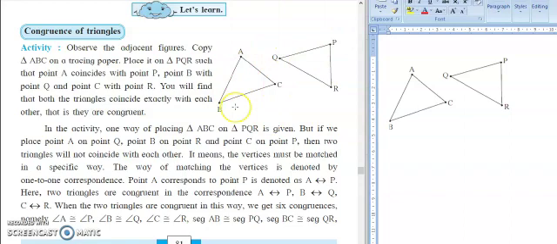The sides of the triangle will get changed, and because of that the length will be lesser or more than each other. Means the lengths of the sides will not be equal, so they will not coincide to each other. It means that the vertices must be matched in a specific way. The way of matching the vertices is denoted by one-to-one correspondence. Means every point on this triangle should match with every point on this triangle, and then only they will match the vertices. Point A corresponding to point P is denoted as A corresponds to P.